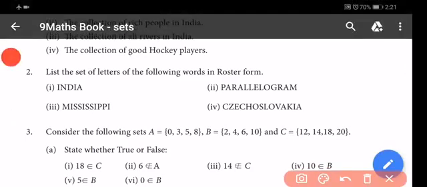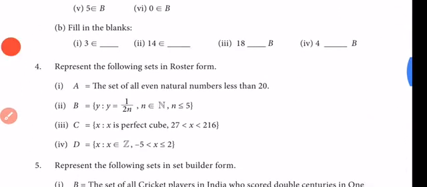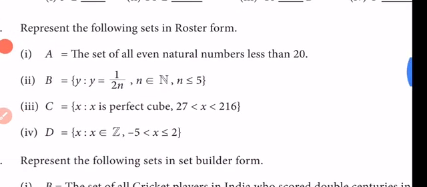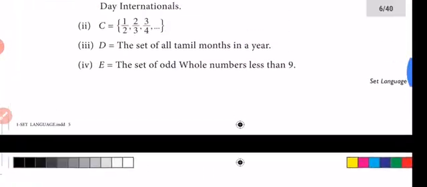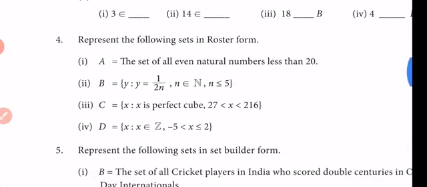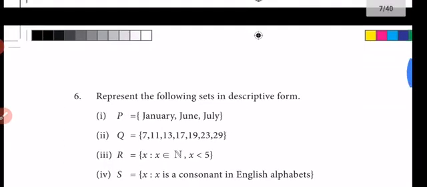Here also you write the second: list the set of letters of the following words in roster form. Did you finish? So no one letter can be repeated. And fourth one, the set of... so today we discuss the answers to the 4th, 5th and 6th questions.